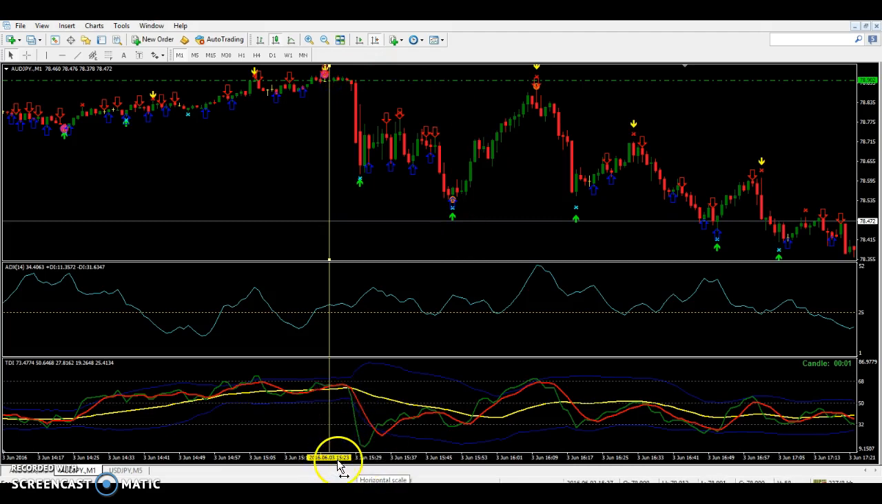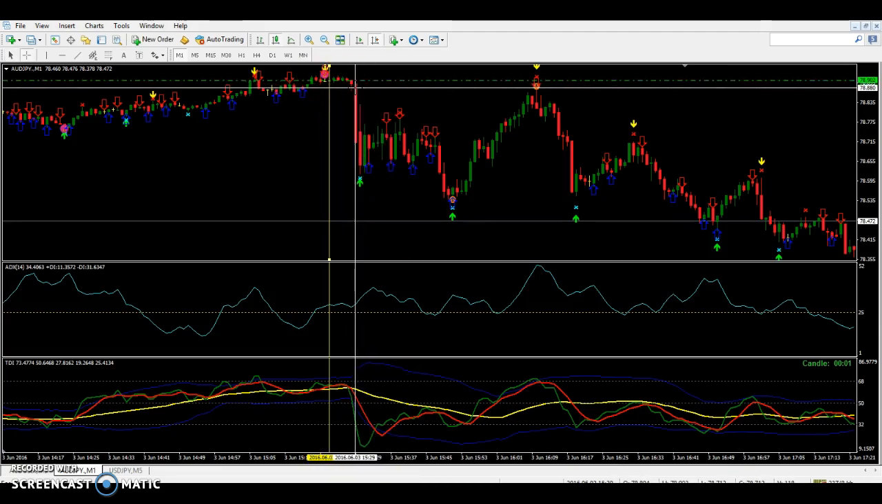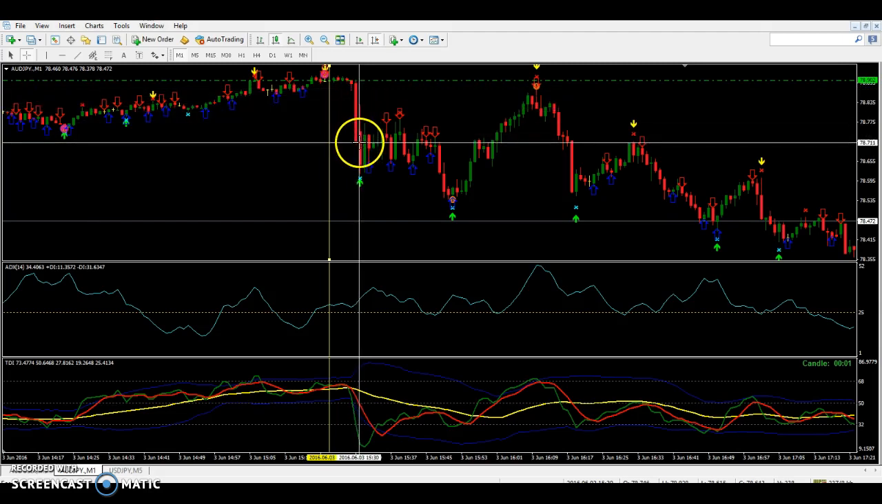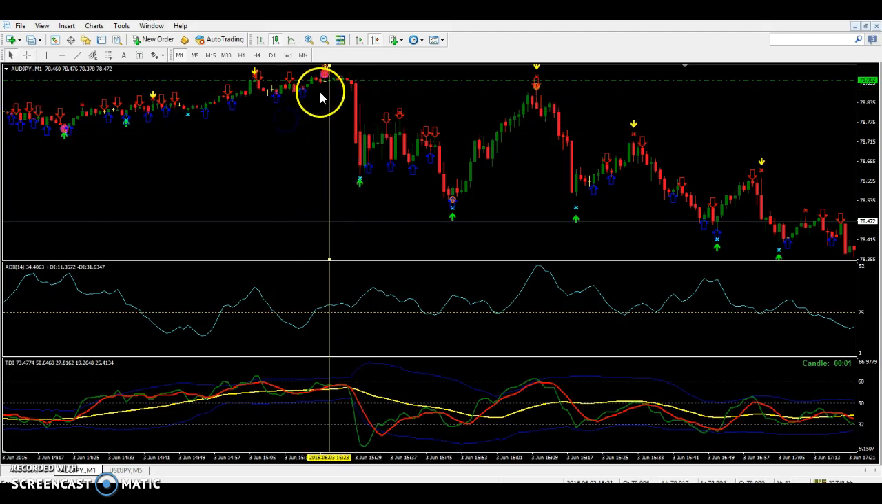This is at 15:23, so that candle was going to close at 15:30. You take your trade here. Here's 29. 29 closes way down here, and you win. Okay.